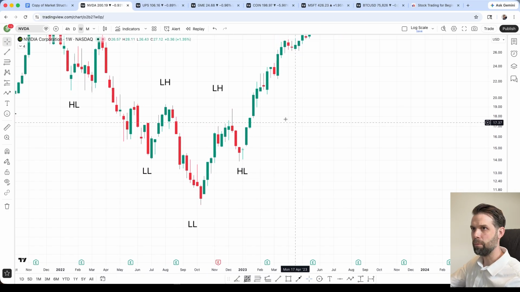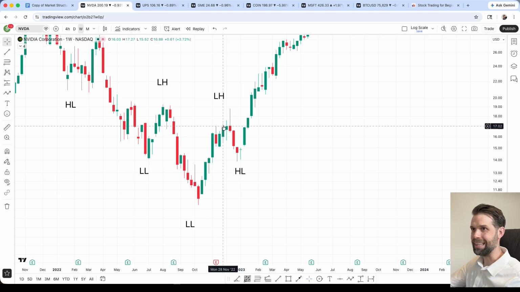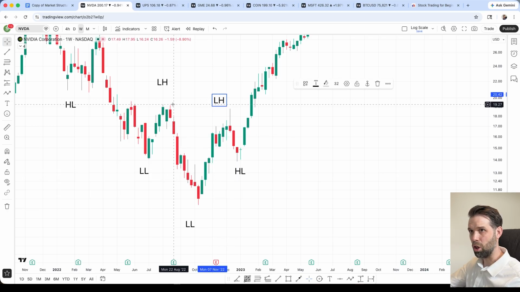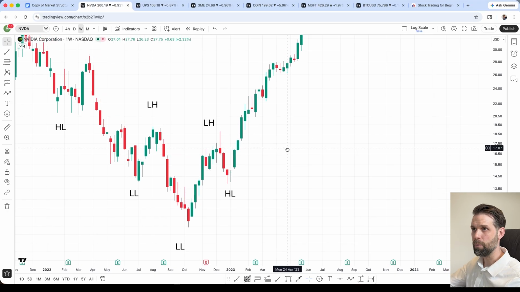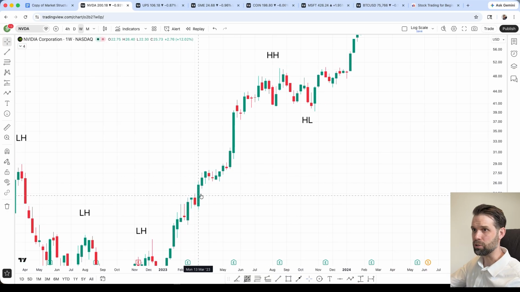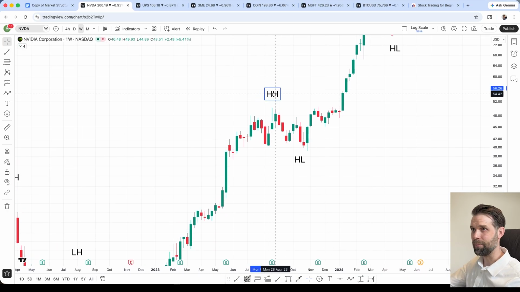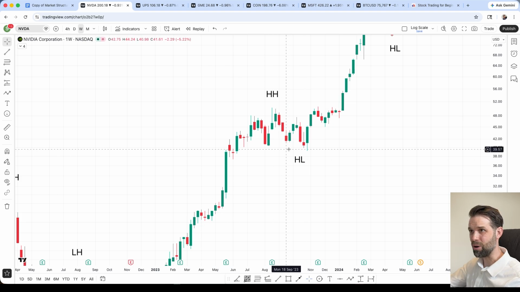From the bottom here in October 2022, in this area, we made a high, and this high was lower than this high. So it's a lower high. And then this low is actually higher than this low. So we make a lower low, and then we make another low, but it's higher than this low. So it's a higher low. And then we move all the way up here. We were extremely bullish. And then we make a higher high in this area and we make a higher low. So we are trending up.